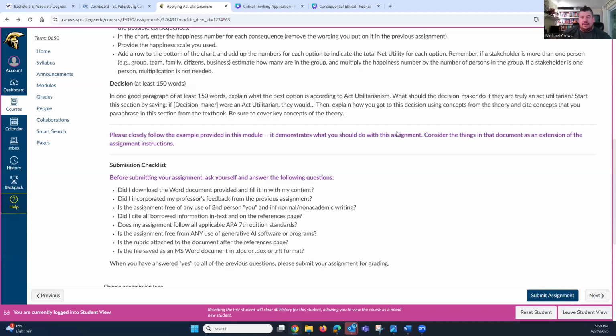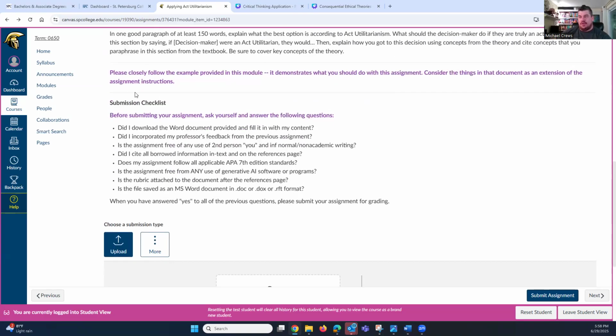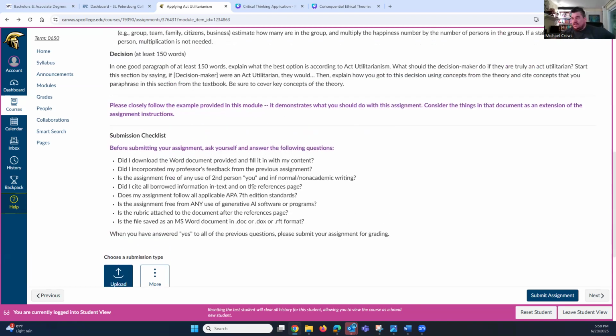Now, for act utilitarianism, you can only have one answer. You cannot have multiple answers. If you have a tie, you've got to go back and fix something, because you can't create the greatest amount of happiness in two different ways. There's only one greatest, right? So make sure you do that, and then you have your little paragraph explaining it. Make sure you go through your submission checklist. Then make sure you have everything done before you submit it. You're using your APA 7th edition standards.